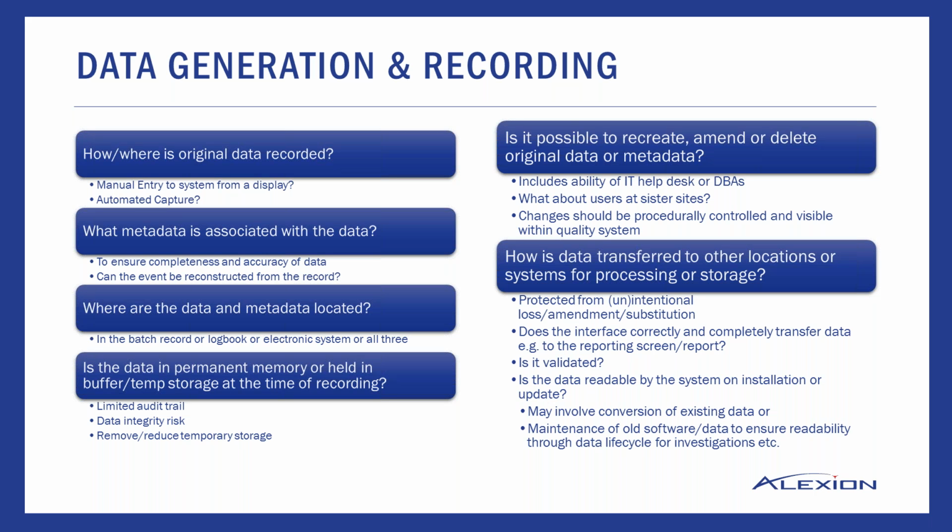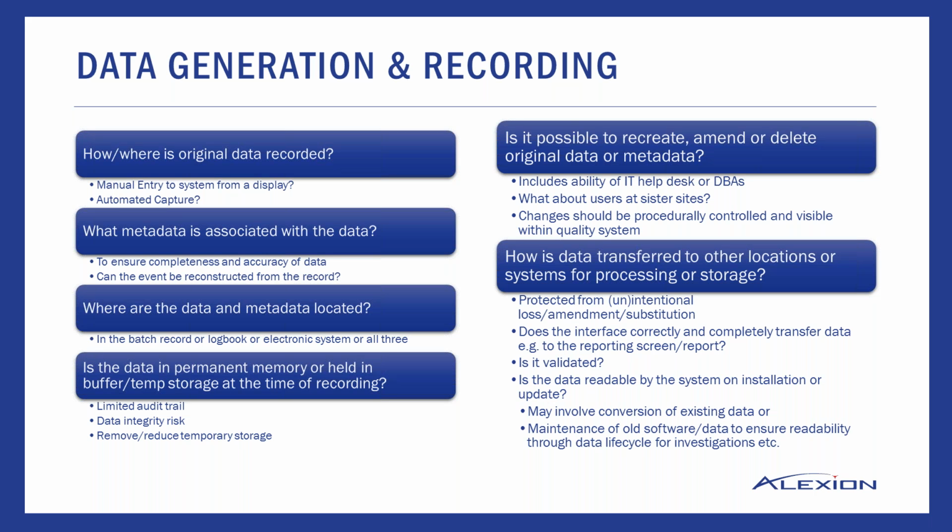What about users at sister sites for multi-site enterprise type systems? What influence does one site have on the other? And then when you're looking at it from site to site, what rights do they have, what rights do site A have in site B's process, and should they have any? Changes should be procedurally controlled and visible within the quality system.